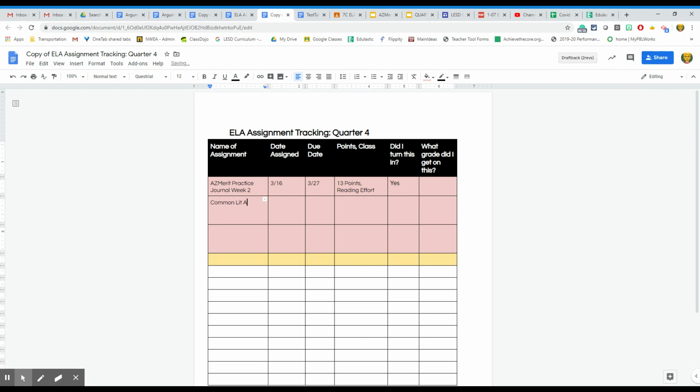Second assignment that I want you to add is the Common Lit article, President Obama's speech. I also posted that last Monday. Last day to do that is today. That Common Lit article, there's a link for you on Google Classroom if you're not sure. You can also just go straight to Google, Common Lit and log in using your Google Classroom password and email. And that's worth 10 points reading effort, which is why it's yellow. Hopefully we'll turn that in by today as well.